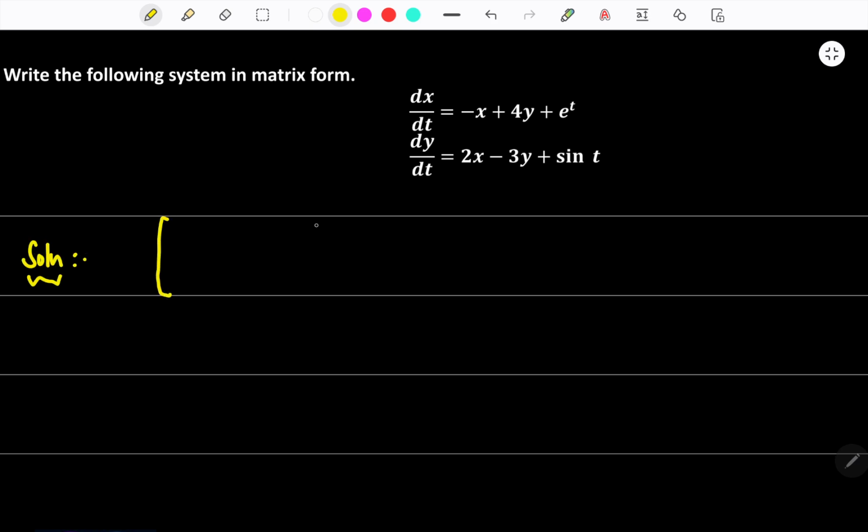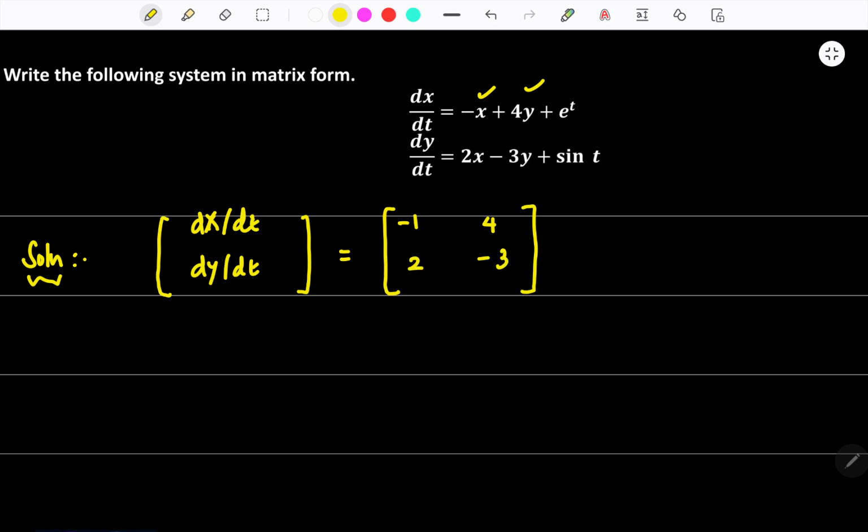So open a matrix and then you write the first row as dx by dt and the second row as dy by dt, which is equal to, open another matrix, okay? What is the coefficient over here? -1 and 4, and this is 2 and -3. Forget about the plus or minus, but you always put plus. Suppose your minus also is there, no problem, put plus, and this minus sin t you take it inside, okay, right? Then open another matrix, column matrix, and this is e power t and sin t.